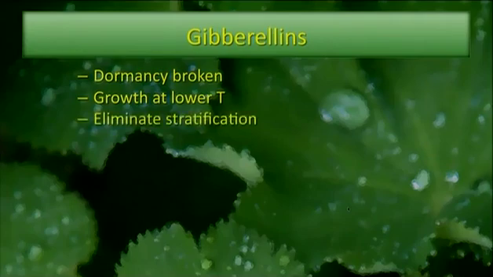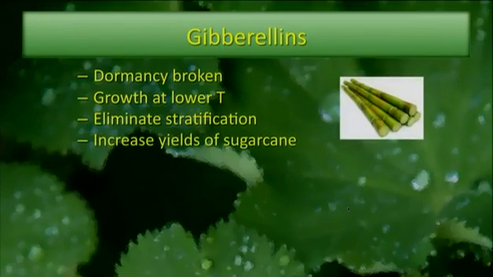You can eliminate stratification. There are some seeds, like lettuce, some temperate area seeds like lettuce and some grasses, that need to be exposed to cold temperatures, frozen or nearly frozen, in order to germinate. When we humans do it, it's called stratification. So if you apply GA to the seeds, you can eliminate stratification. You don't need to do that. It can also increase the yields of sugarcane.